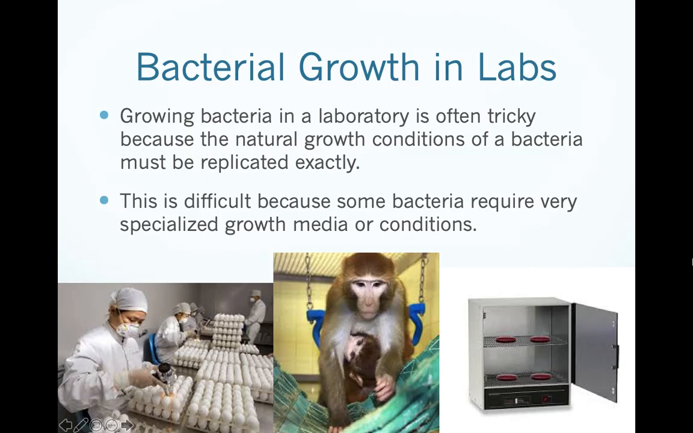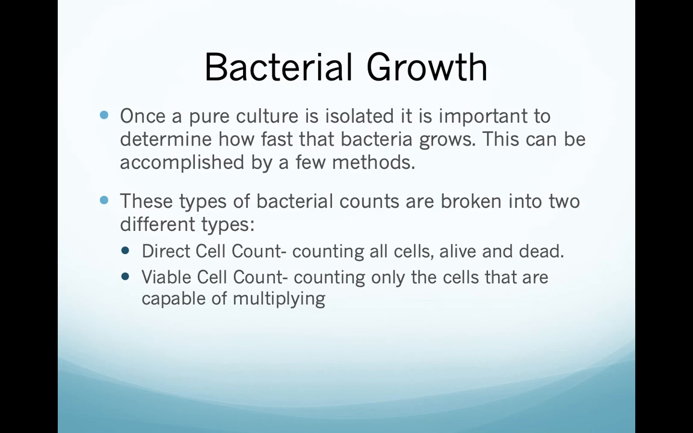So, when you want to grow bacteria in a lab, it's not always super easy. Sometimes bacteria require different things. We've talked about that a lot. You have to give them different environmental conditions, different temperatures, different media, things like that. Some of them require living organisms to grow in, or actively dividing cells. Things like viruses will only replicate in actively dividing cells. So depending on what you want to grow in a lab, you have to be aware of that and try to replicate that environment for it.